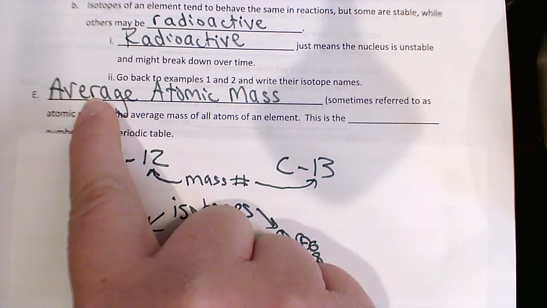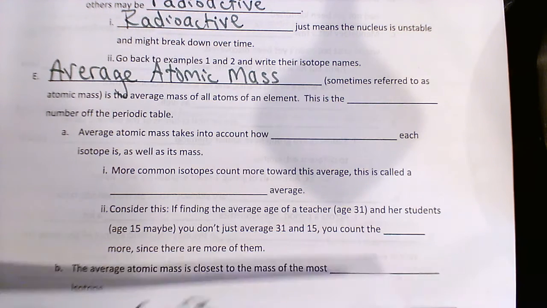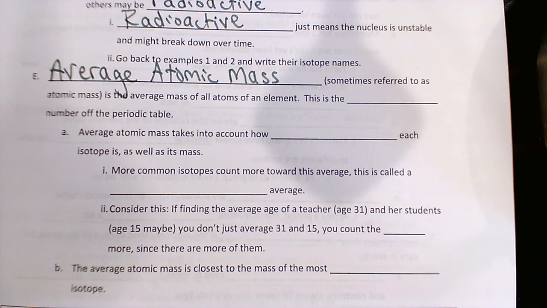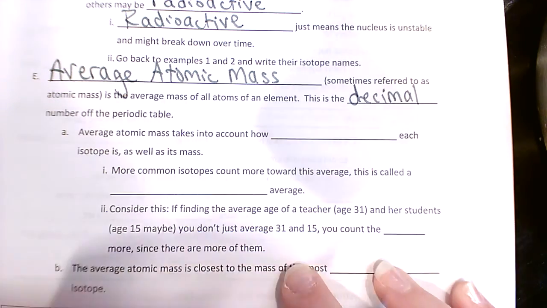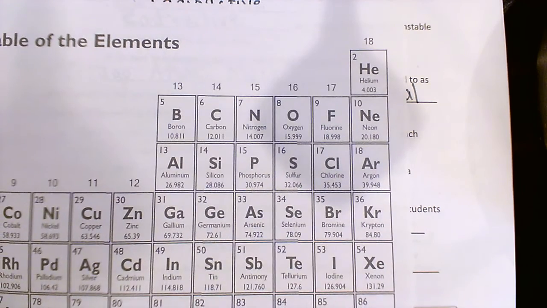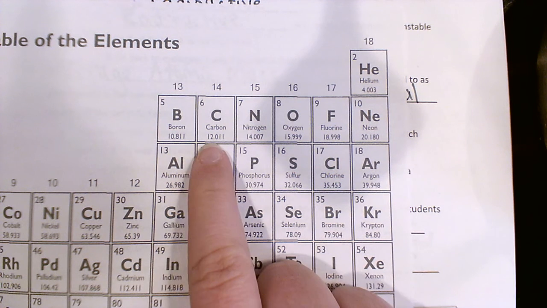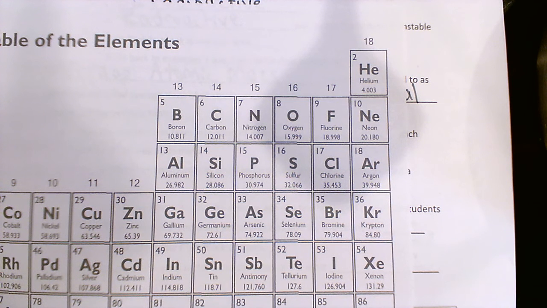But when we're talking about average atomic mass, we don't want the mass of any individual atom. We're looking for the average of all of the atoms of that element. And so this is that decimal number off the periodic table. So this is saying if I took every single atom of carbon in the world and averaged their masses, it would be basically 12.011. Okay, so you notice about that number, it's really close to 12. Okay, which means 12 is probably the mass that's the most common.